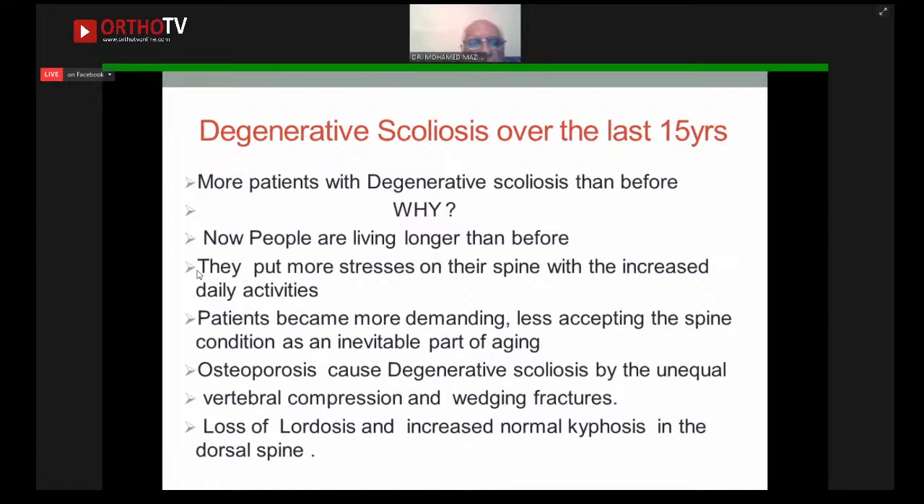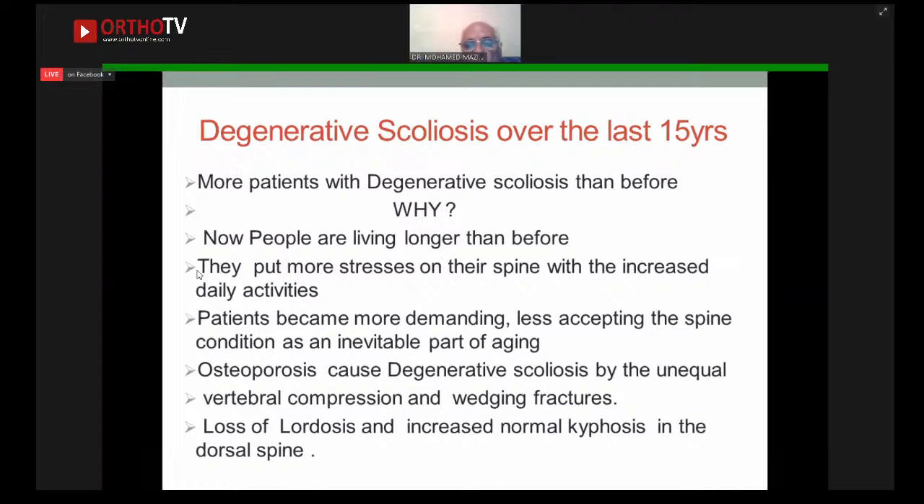Patients became more demanding, less accepting of the spine condition as an inevitable part of aging. They claim the right to have a straighter spine, better shape, to participate in activities, keep sporting, go to the beach. So the demand of our patients is increasing over time, not as it was 50 years before.